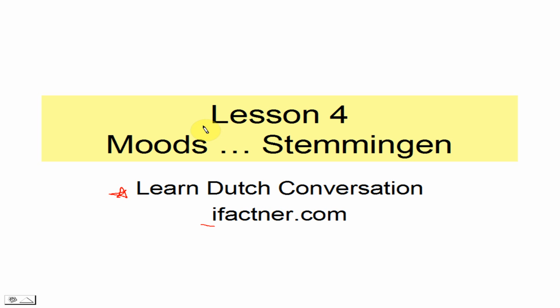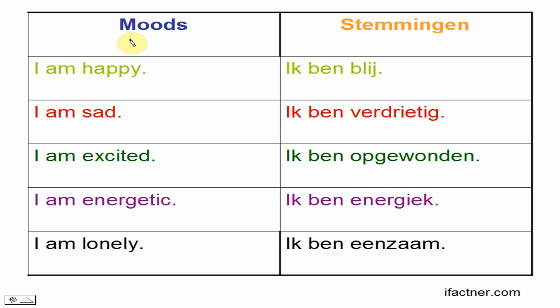In lesson number 4, we will be learning how to express ourselves in terms of moods in Dutch. Let's start our lesson. Moods are called stemmingen in Dutch. Stemmingen. So it's G. The sound is G. It's not ha as in the usual words because it's in the middle, and we will talk more about it later on. Stemmingen, stemmingen, moods, stemmingen.